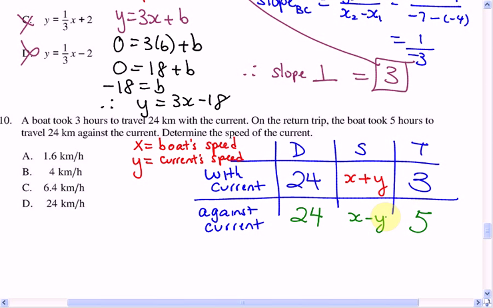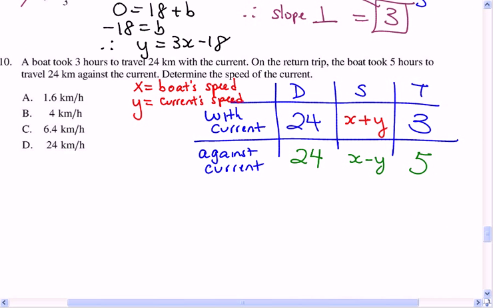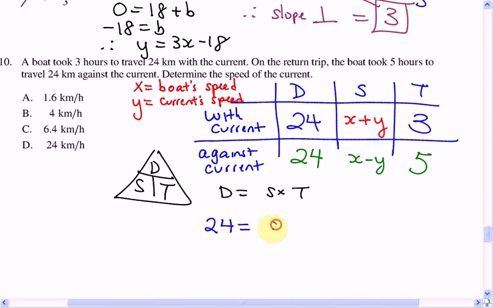Okay. Determine the speed of the current means I want you to solve for y. How can you do this? Well, for those of you who like physics, you've got that DST triangle. There's a few ways you can do this. Distance equals speed times time. I think that's what a lot of you like, since you don't like fractions. So here we go. With the current, 24 equals x plus y times 3. And against the current, 24 equals x minus y times 5.